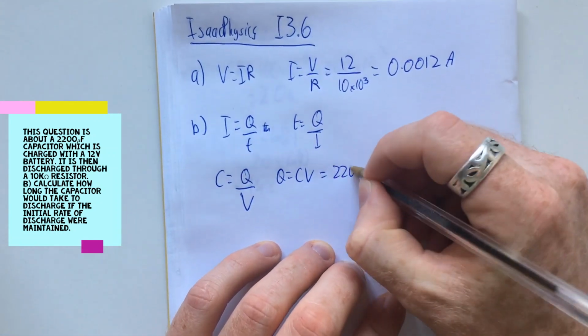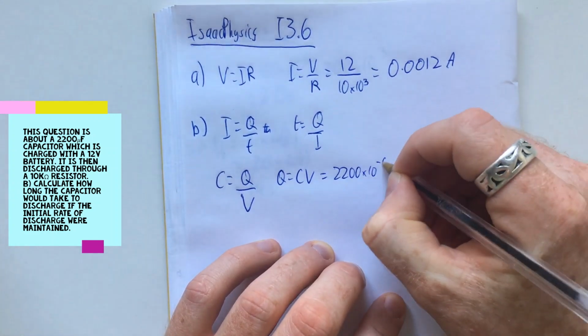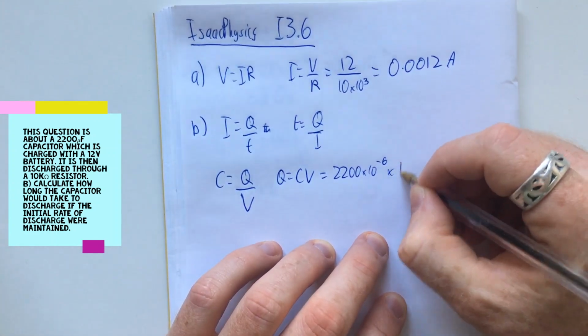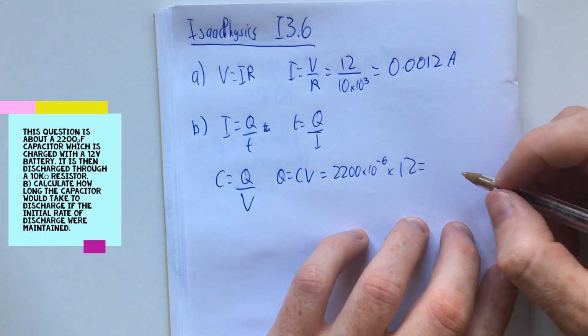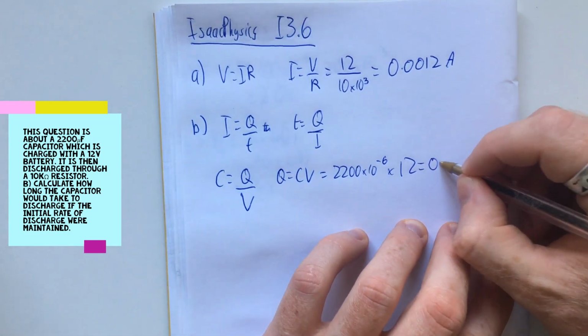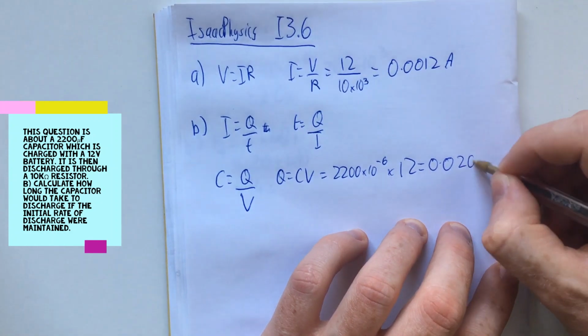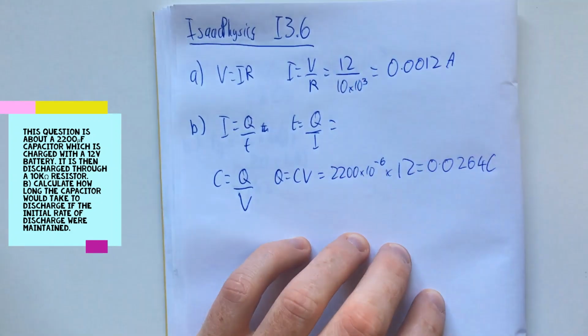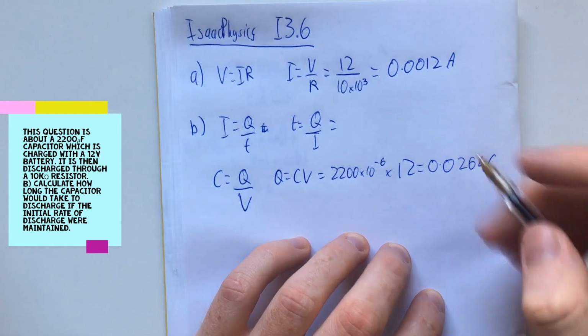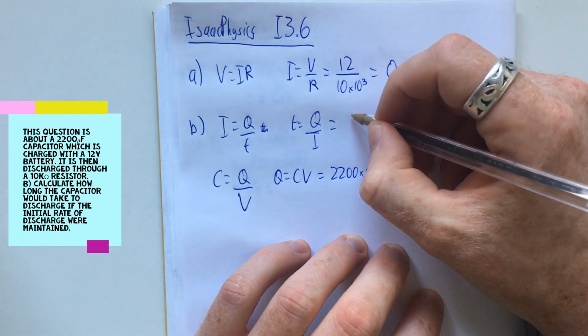So I do 2200 times 10 to the minus 6 times the voltage, which was 12, and I get an initial charge on the capacitor of 0.0264 coulombs. So, working out the time, I'm going to plug that in for the charge, the amount of charge that has to leave the capacitor.